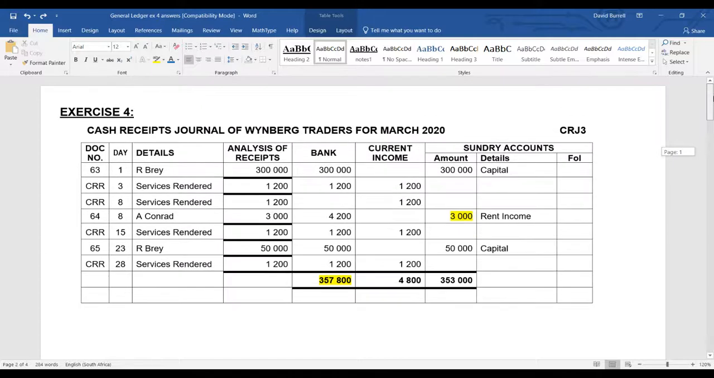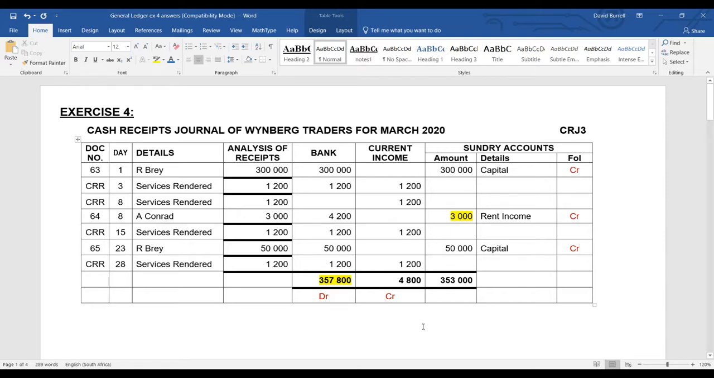So I'm going to go back to the cash receipts journal. By now we know this rule really well. If the business is receiving money, you debit the bank account and you will credit all the other accounts. So we're going to credit all the other accounts one by one. Okay, so we're debiting bank over here, and we're going to credit everything else.